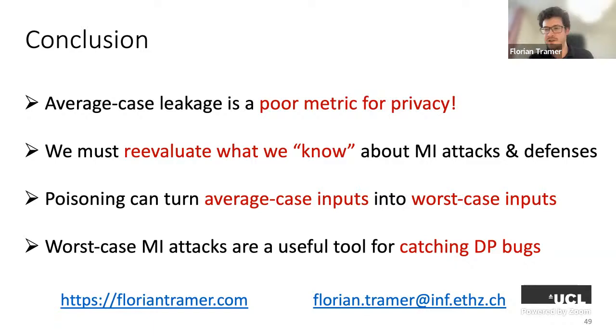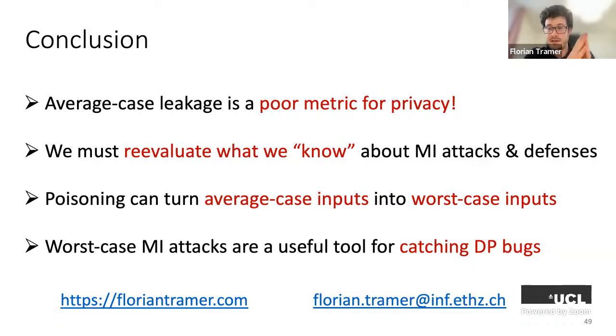Because of this, I think that we actually will have to go back and reevaluate a lot of the things we think we know about membership inference attacks and defenses. People have written a lot of papers saying, well, this thing works for membership inference, or if you use, I don't know, dropout or early stopping or this kind of defense, membership inference is prevented. But all this literature used these average case metrics. And so I think it's worthwhile going back and seeing if these results actually still hold if we look at better ways of measuring privacy.